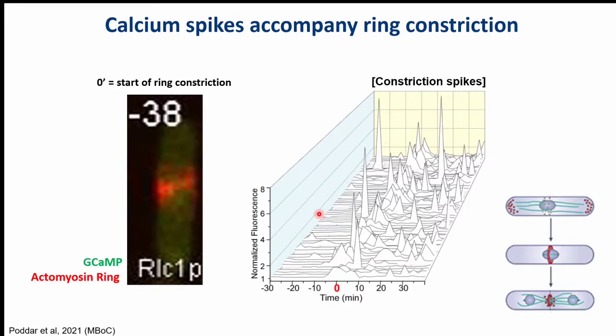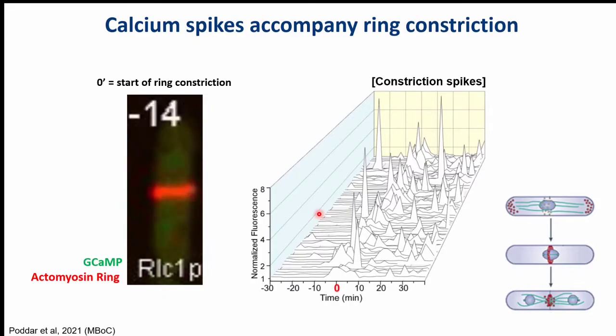calcium spikes. So here is a time-lapse video on the left. And as you will see, when time zero approaches, which marks the start of the ring constriction, it is accompanied by a strong calcium spike. So as time zero approaches, the cell shines brightly, which is marked by an increase in calcium spike.